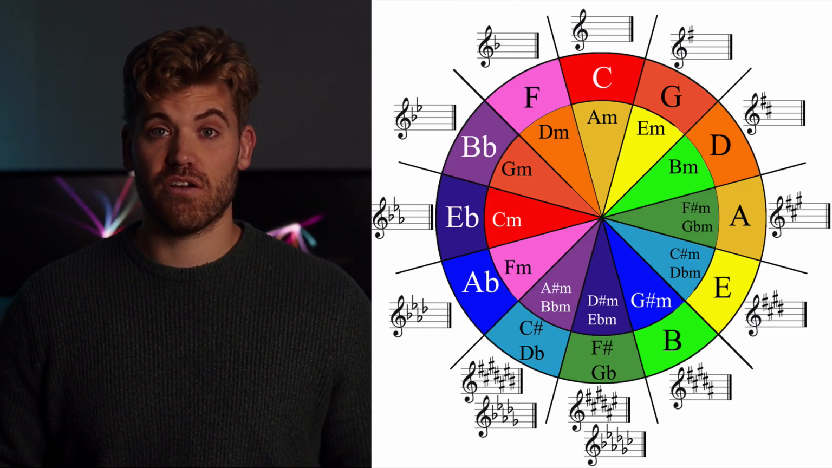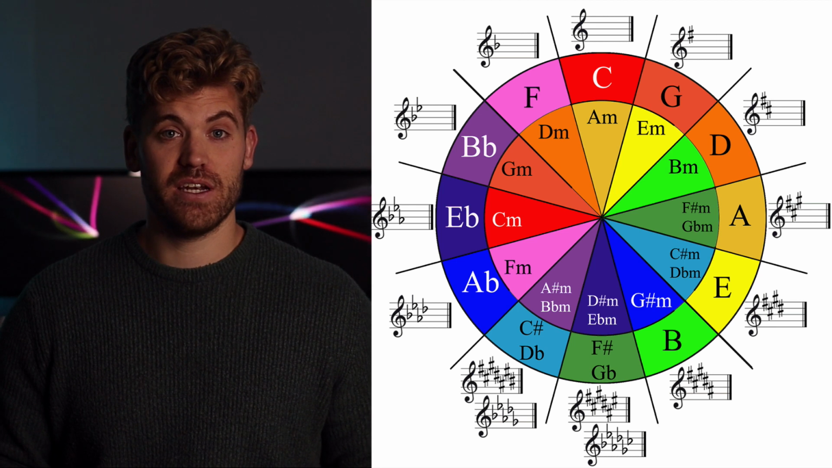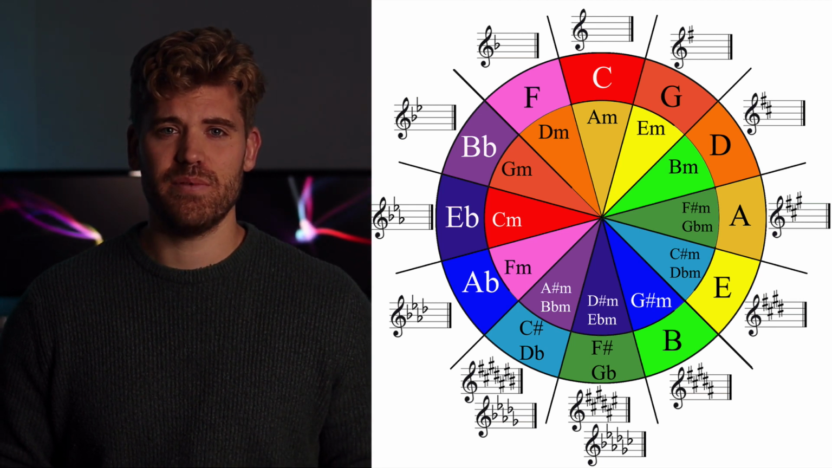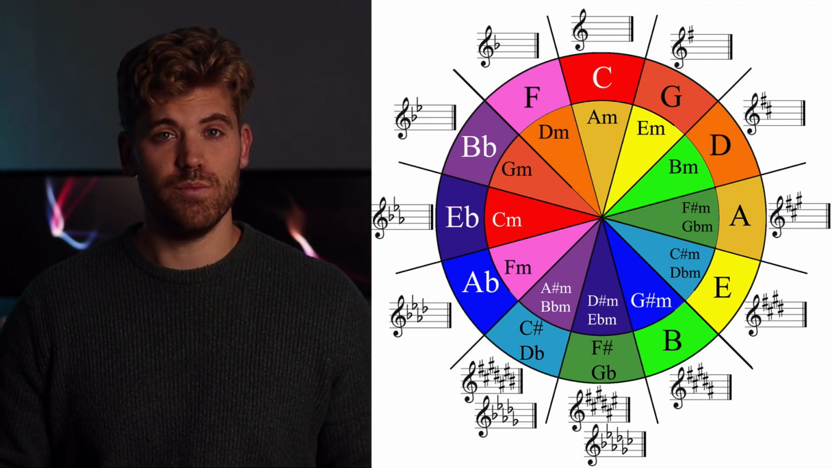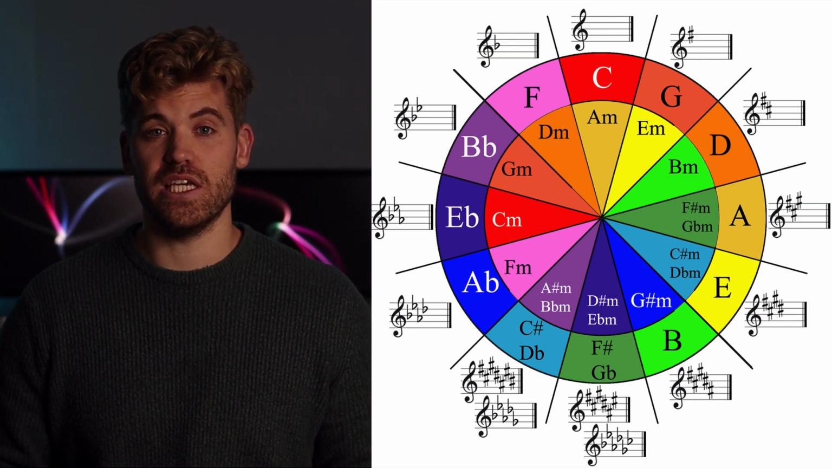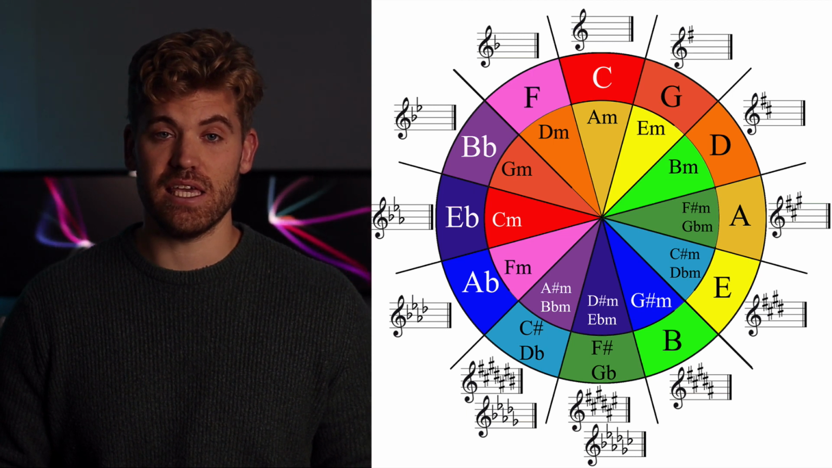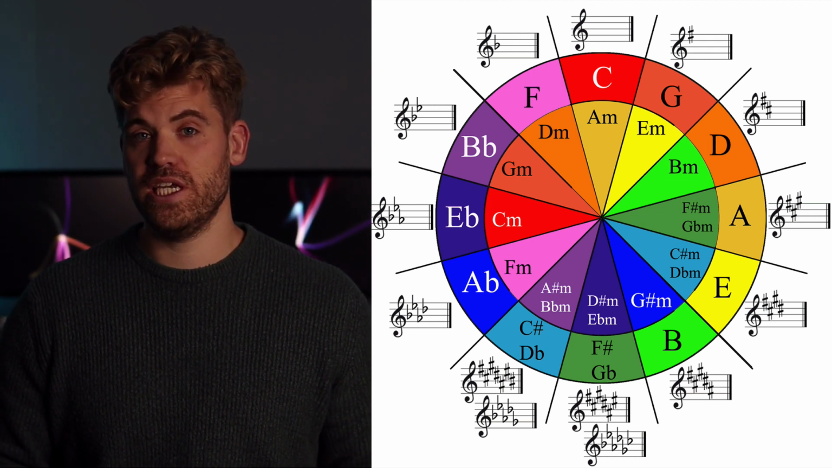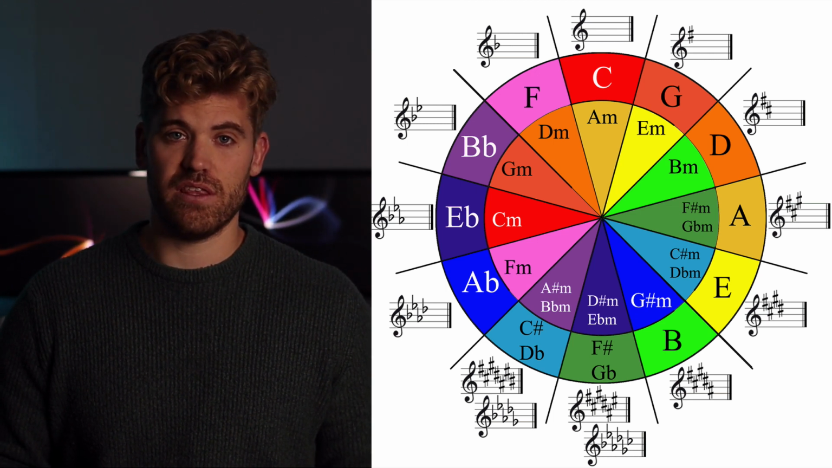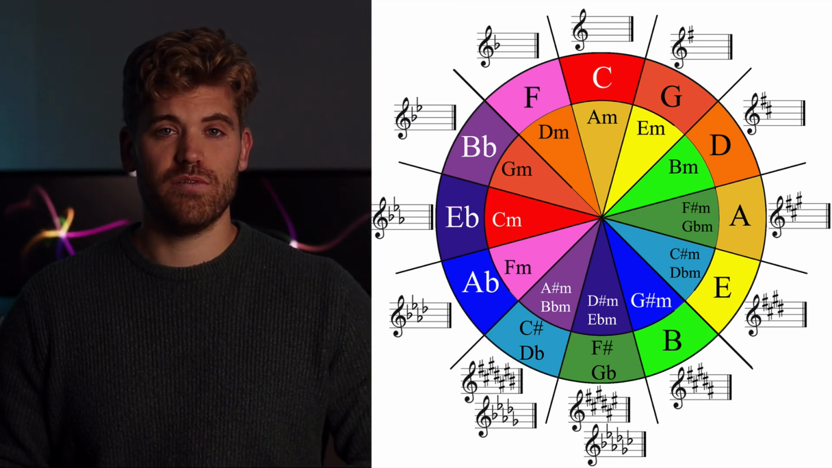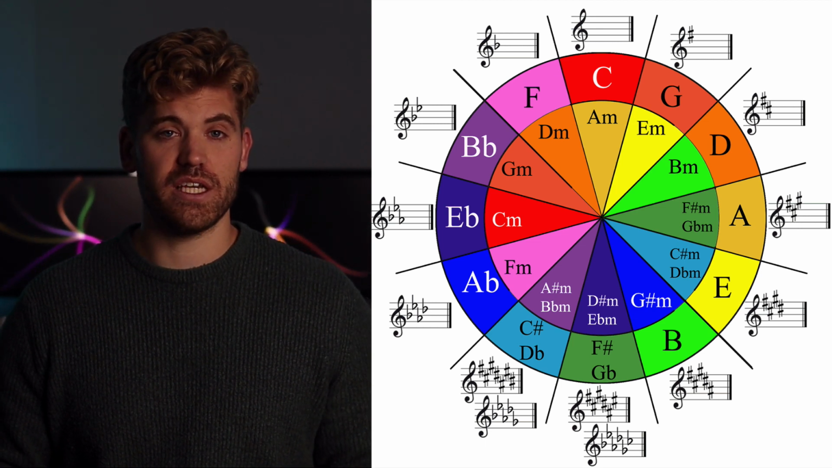The circle of fifths is essentially a visual representation of different intervals, specifically fourths and fifths. Here's a diagram of the circle of fifths. I'd recommend printing out a physical copy and keeping it somewhere you can see when you practice. If we move clockwise around the circle, we move in fifths: C, G, D, A, E, and so on. For example, G is the fifth note in a C major scale, and D is the fifth note in a G major scale.